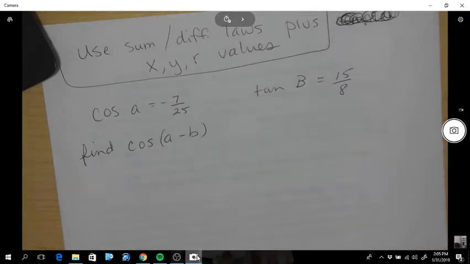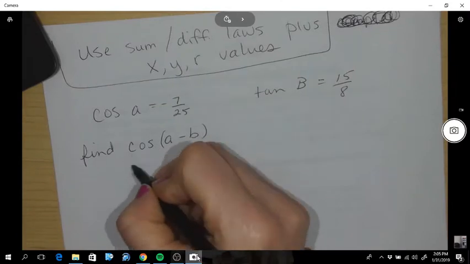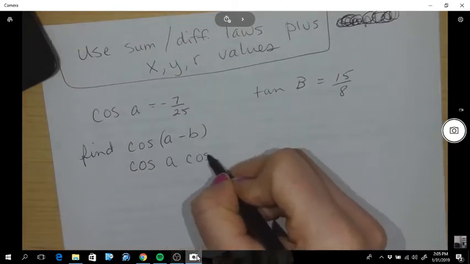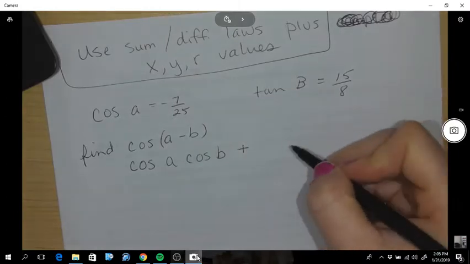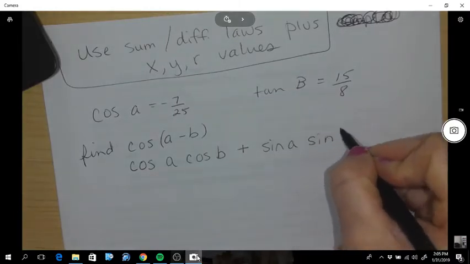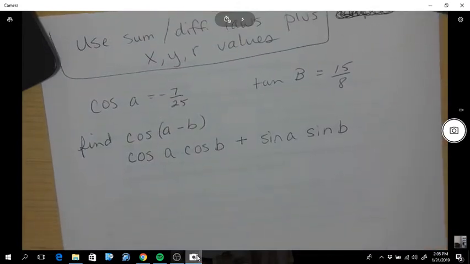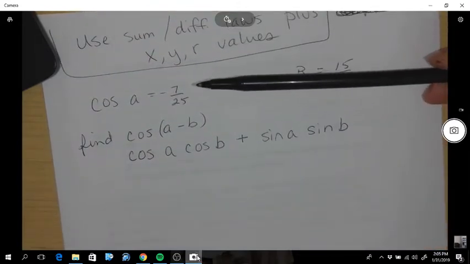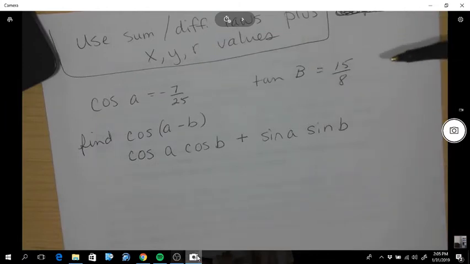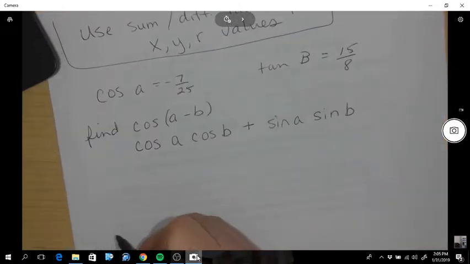Okay, so I know if I'm doing this, I'm going to go with the formula cos A, cos B. Remember the opposite sign, so add sine A, sine B. Okay, so therefore I know I'm going to need the cos and sine value of A and of B. So let's work with angle A.